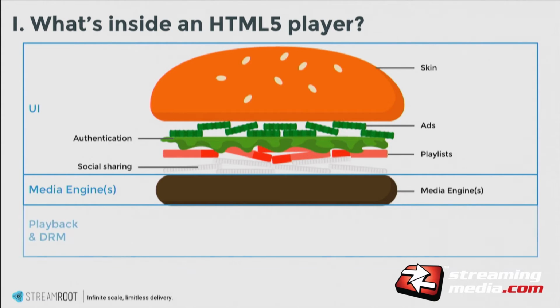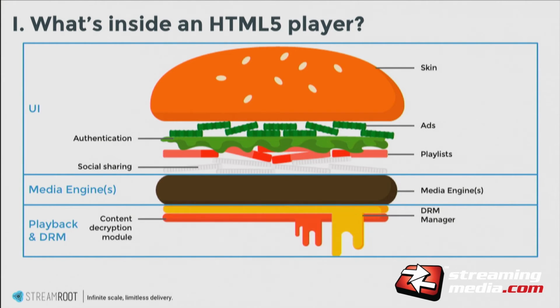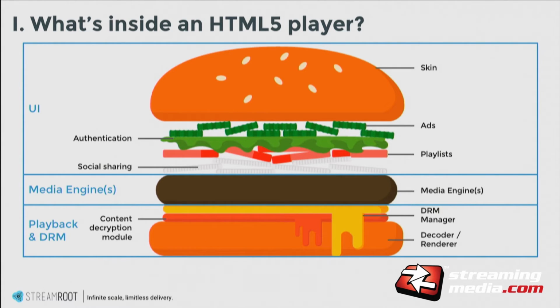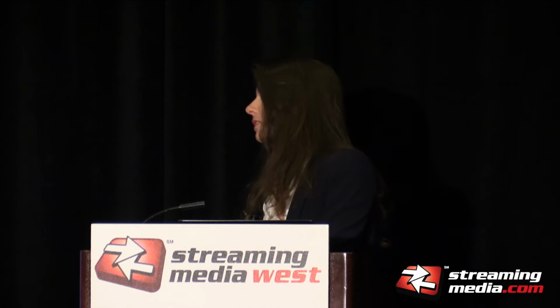And then finally, on the bottom layer, we have everything that takes care of decrypting, decoding, and rendering the segments on the screen. So we have the DRM manager, the content decryption module that's actually baked into the browser, and then the decoder and the renderer. So let's take a look at those in a little bit more detail.